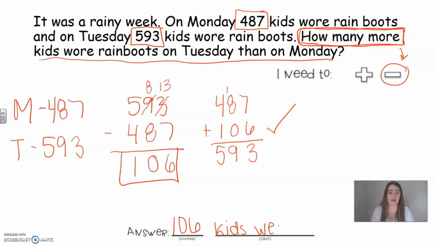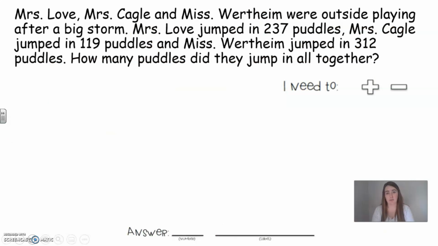Make sure you have the right label. What if you put 106 kids on Wednesday? Would that make sense? No. Make sure you have the right label. Okay, we're going to move on to our last problem. And with this problem, what I want you to do is pause it right now and solve this one on your own. Once you're done, come back and check your work with us. Good luck!